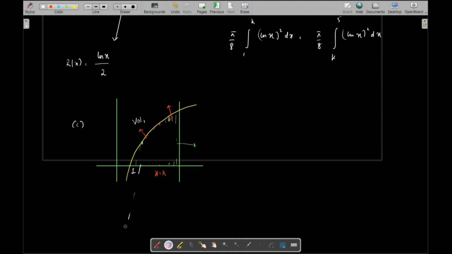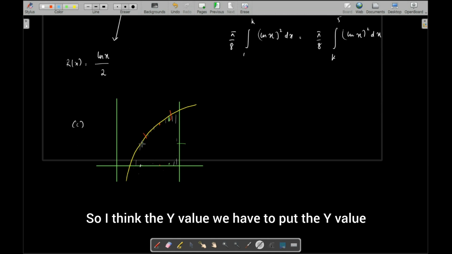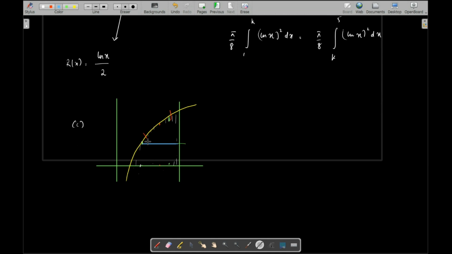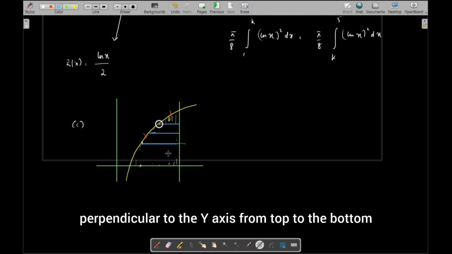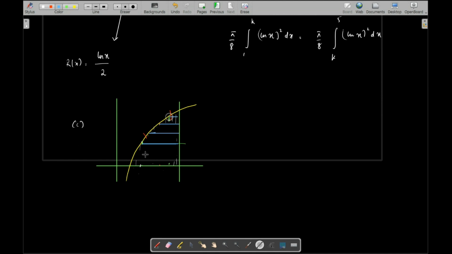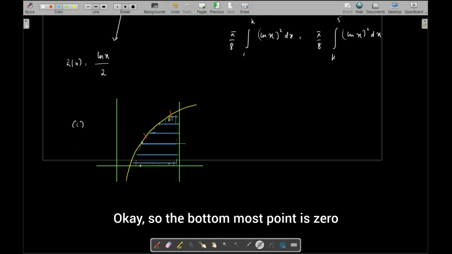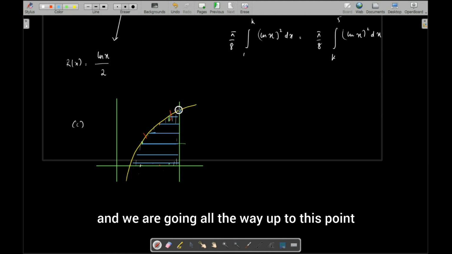First, try to imagine a triangle. X equals 5. So I think we have to put the y value, no? Yes, you have to take all the cross sections perpendicular to the y-axis from the top to the bottom. The bottommost point is 0, and we are going all the way up to this point.